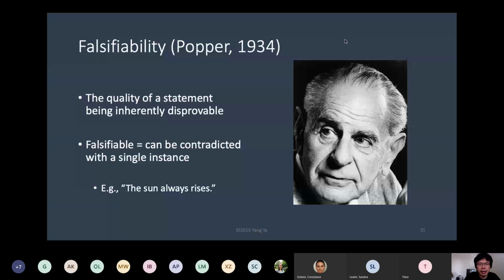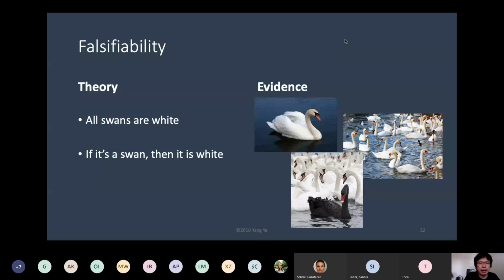And notice that it is not about whether the sun rises or not. It is more about the statement itself having to be able to be proven wrong, okay? So it has to be able to be contradicted by some kind of evidence. We have to be able to imagine what kind of evidence can falsify this particular statement, right? For example, another example, if we have a theory that says all swans are white, which gives the hypothesis that if it is a swan, then it is white, then if we observe a single instance of a black swan, the whole theory and the hypothesis is falsified, okay? So the statement that all swans are white is falsifiable.